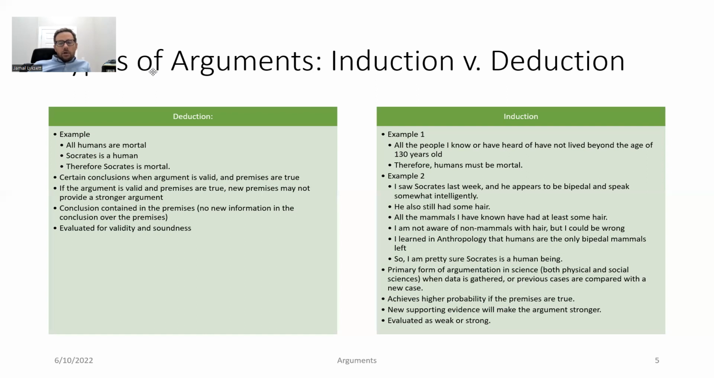Again, that's just high probability. It doesn't mean that we have certainty there. In this case, if we add more premises, right, our argument is going to be stronger and stronger.